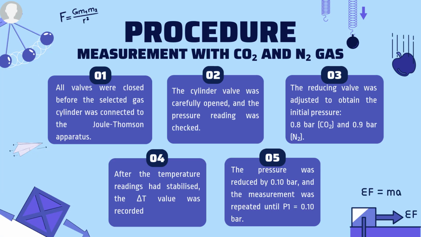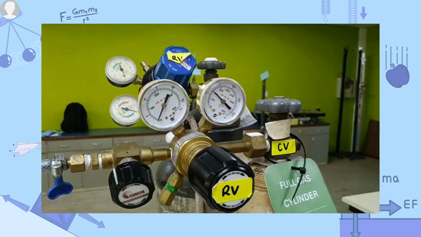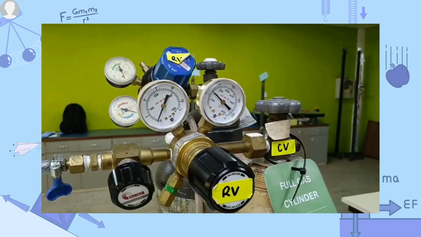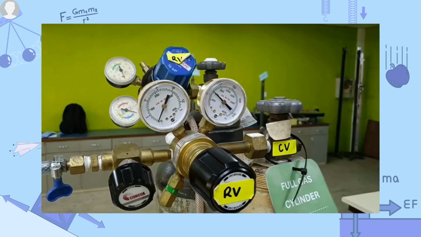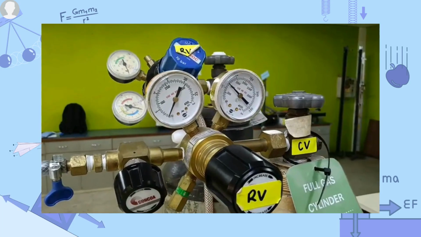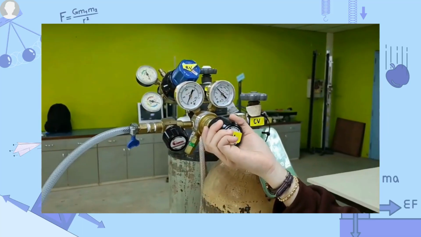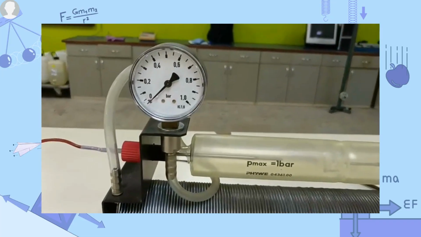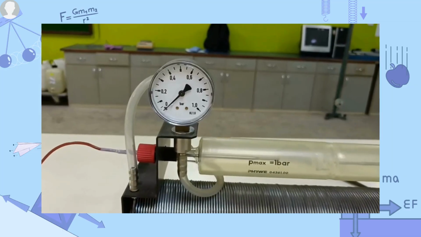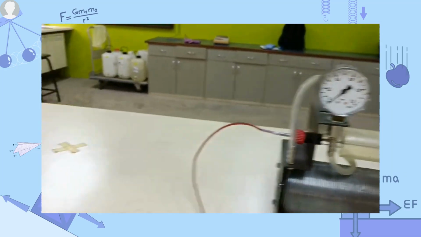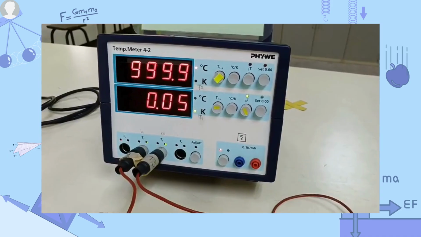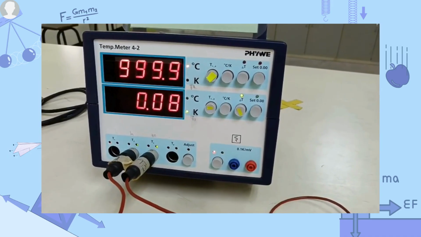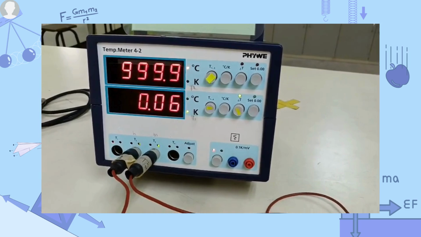The measurement procedure using carbon dioxide and nitrogen gas was carried out carefully. First, all valves were closed before the selected gas cylinder was connected to the Joule-Thomson apparatus. Then, the cylinder valve was slowly opened, and the pressure reading was checked. The reducing valve was adjusted to the set initial pressure, which was 0.8 bar for carbon dioxide and 0.9 for nitrogen. After the temperature readings became stable, the delta T values were recorded. The pressure was reduced by 0.1, and the measurement was repeated until the P1 reached 0.1 bar.